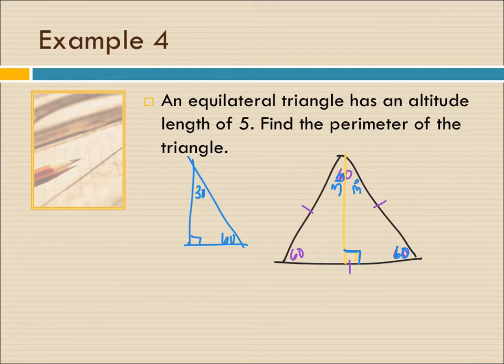So now it says the altitude is 5. So if this is my length of 5, then this is the 5. And then set up your relationship. So in a 30-60-90 triangle, what goes opposite the 30? A. What goes opposite the 60? A root 3. And opposite the 90, 2A.